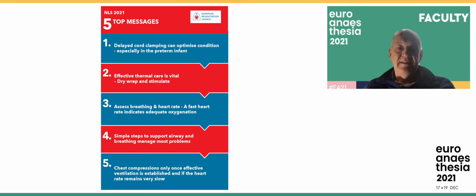Delayed cord clamping can optimize condition, especially in preterm infants. There is a caveat to age. Drying is really important in keeping warm. They lose heat extremely quickly, and that does have an impact on mortality. Look at the airway and breathing. A fast heart rate, above 100, 120 or more, indicates adequate oxygenation, whereas the reverse may indicate bradycardia because of hypoxemia. Simple steps to support airway and breathing fix most problems, and chest compressions are only effective once effective ventilation is established with a bradycardia.